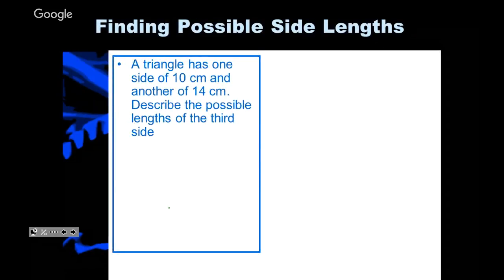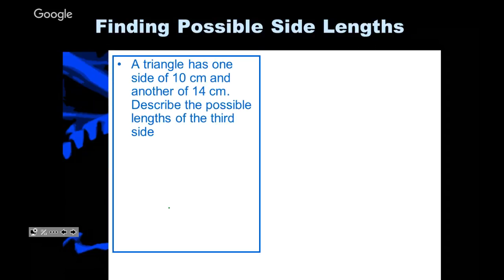Now, dealing with this, we also can find possible side lengths for a triangle. And so we get this. A triangle has one side of 10 centimeters and another of 14 centimeters. We're going to describe the possible lengths of the third side. Well, we've got to think about it. What sides were we given? Are we given the two shorter sides, or are we given one of the longest sides and one of the shorter sides? So there's a couple scenarios we've got to think about.